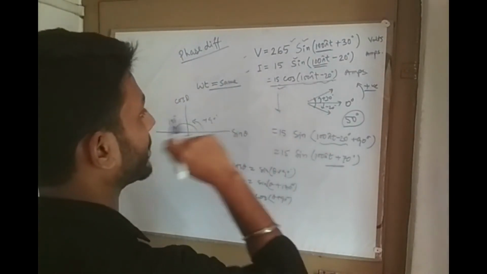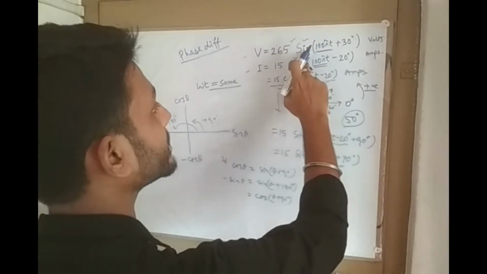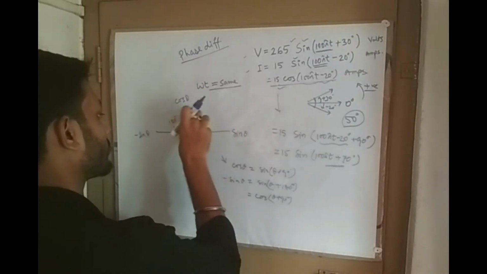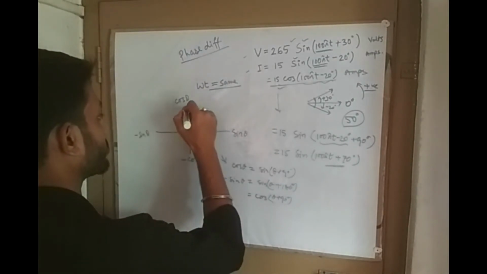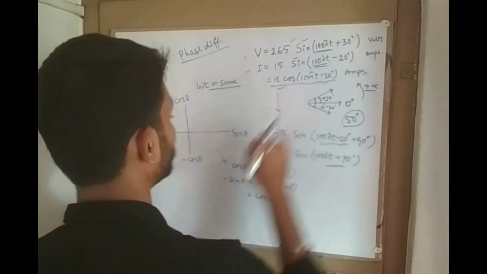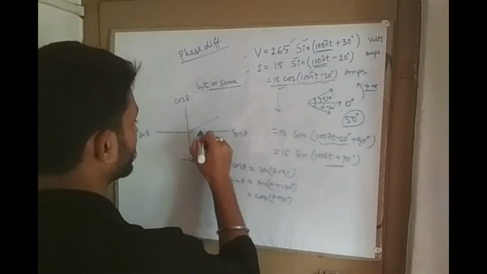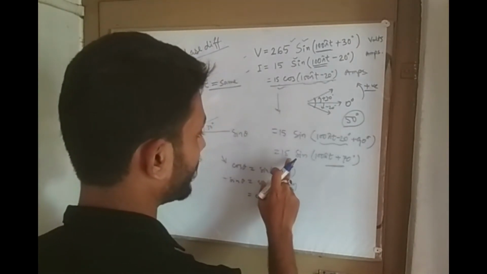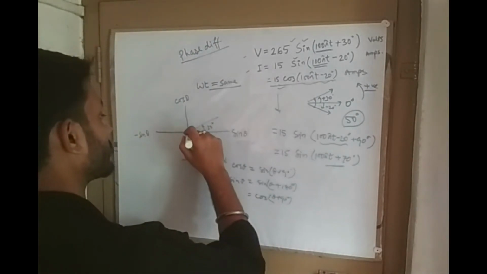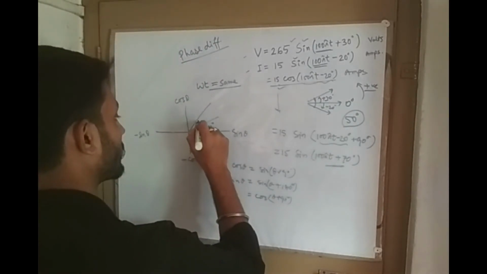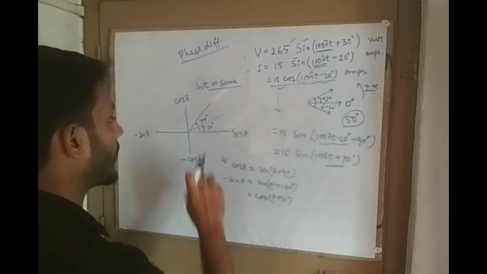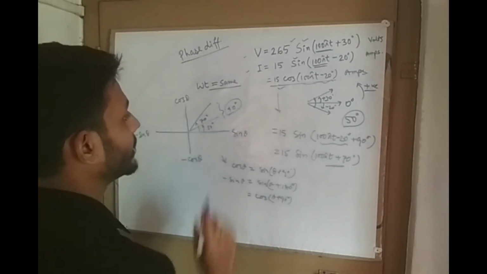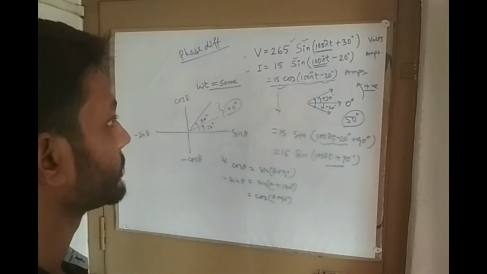Okay. Now see, the voltage is sine omega t plus 30 degree. And here the current is 15 sine omega t plus 70 degree. So the ultimate phase difference here is 70 minus 30, which is 40 degree. Okay?